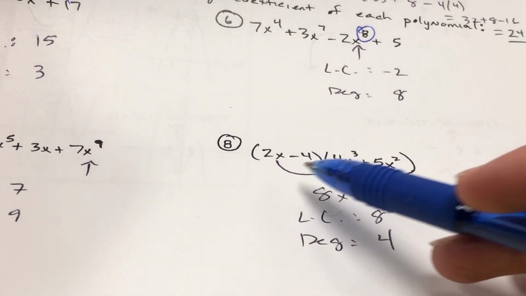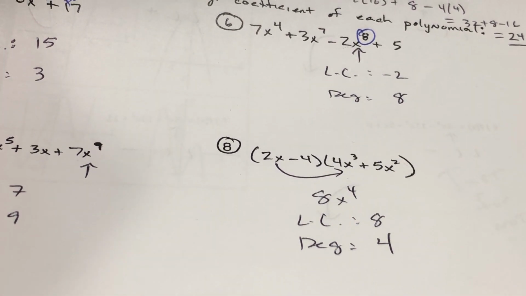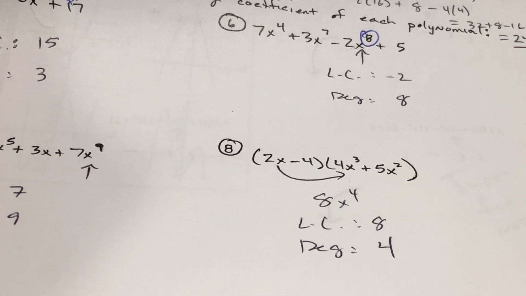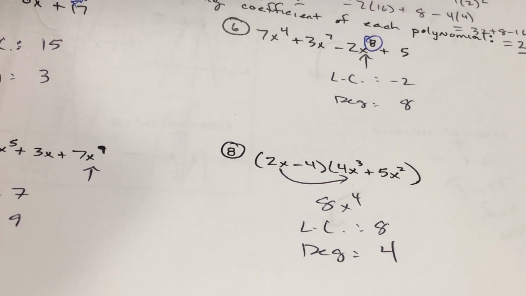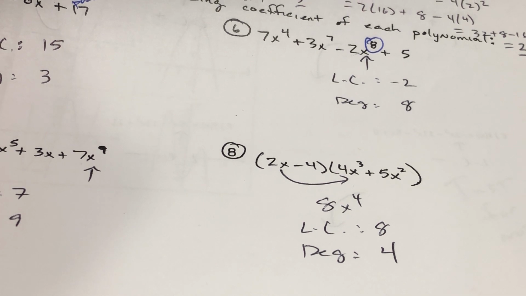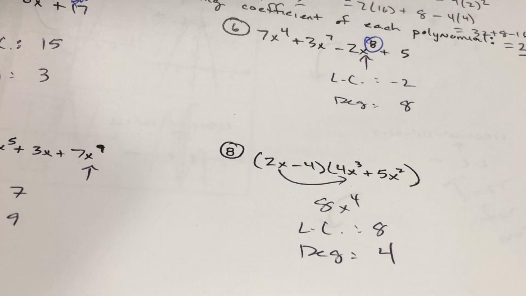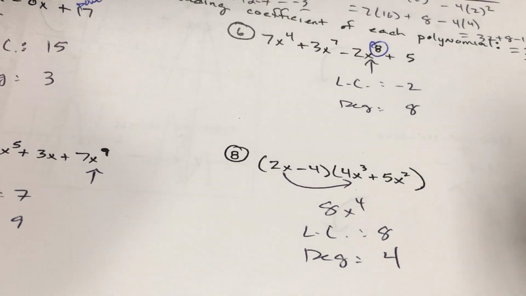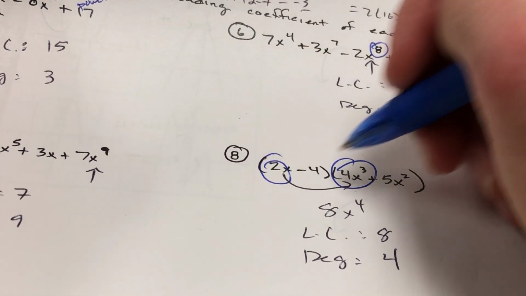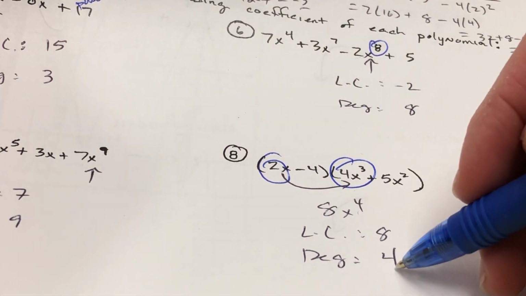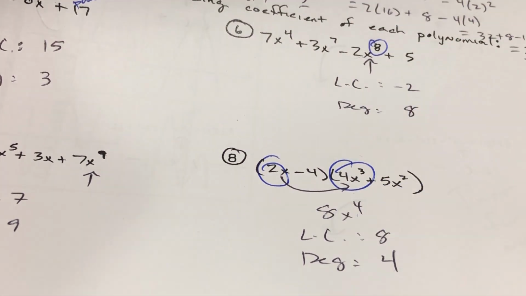Now, folks, you could FOIL this out, first, outer, inner, last. You could get 8x to the 4th plus 10x to the 3rd minus 16x to the 3rd minus 20x squared. So then you would have 8x to the 4th, minus 6x to the 3rd, minus 20x squared. Anyway, what I know is that the highest power here times the highest power there is going to give me my highest power. So 8x to the 4th is what it's all about. My degree is 4. My leading coefficient is 8.